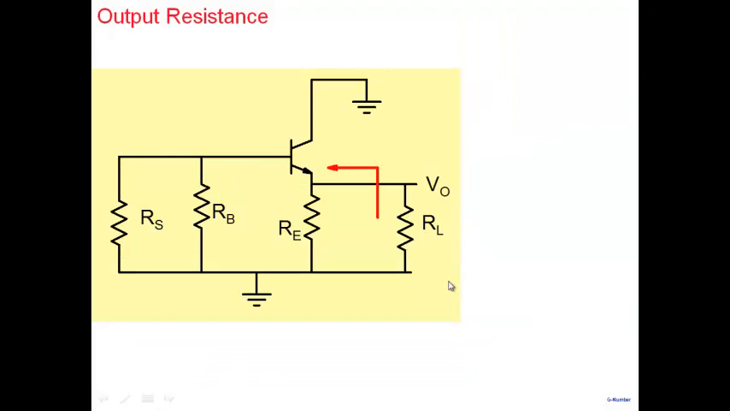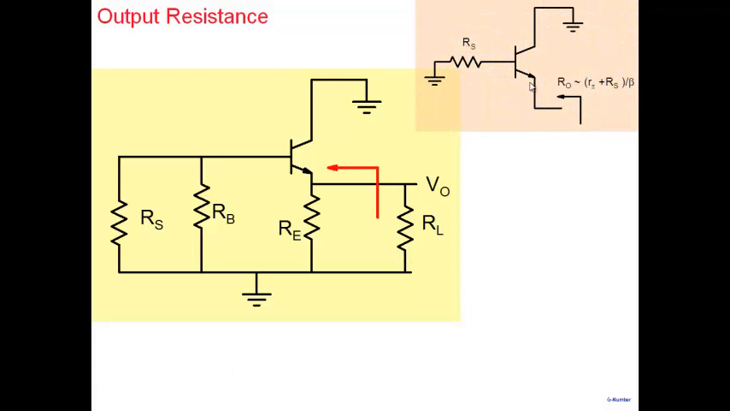Output resistance is the resistance looking from here. In this case, we need to remember this result: when you look into the emitter and you have some resistance connected in the base, the resistance looking into the emitter is going to be this Rs plus R pi, the whole thing divided by beta, or 1 plus beta. Sometimes we neglect 1 here because beta is large.